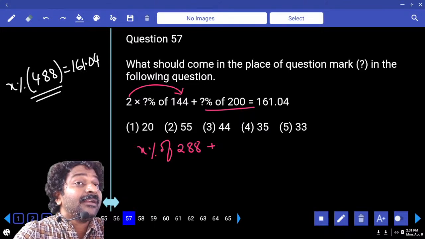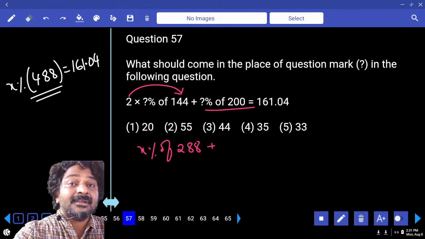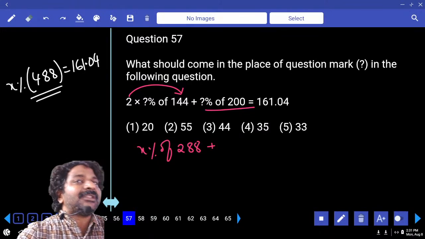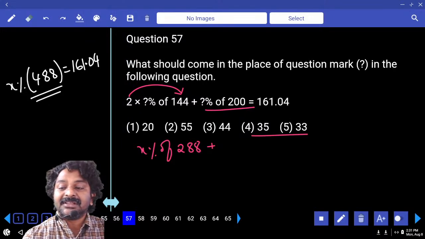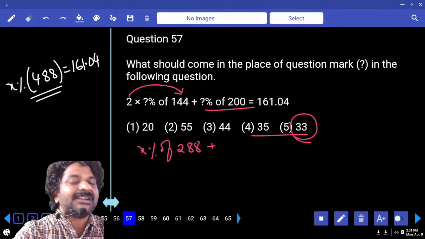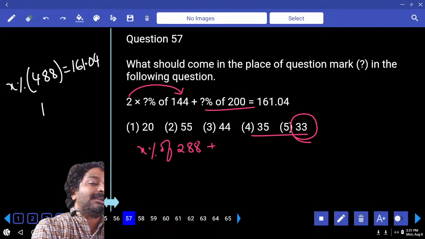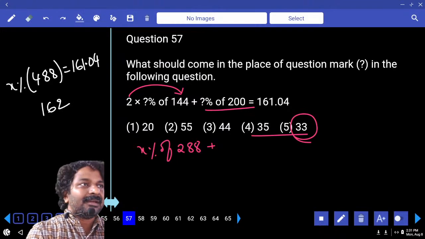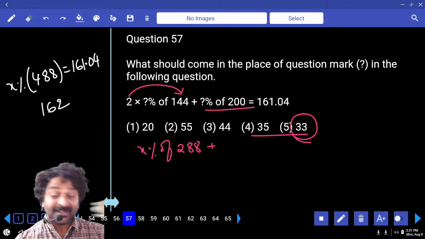Approximate. 50. On the right hand side, how many 50s are there? So the answer must definitely be more than 30. But two options we have. I want to see whether it is 35 or 33. 33 means approximately 1/3, right? Let's calculate 1/3 of this number. 1, 6, 2. So it is 1/3 only. Am I right? So the answer is 35 or 33? 33.